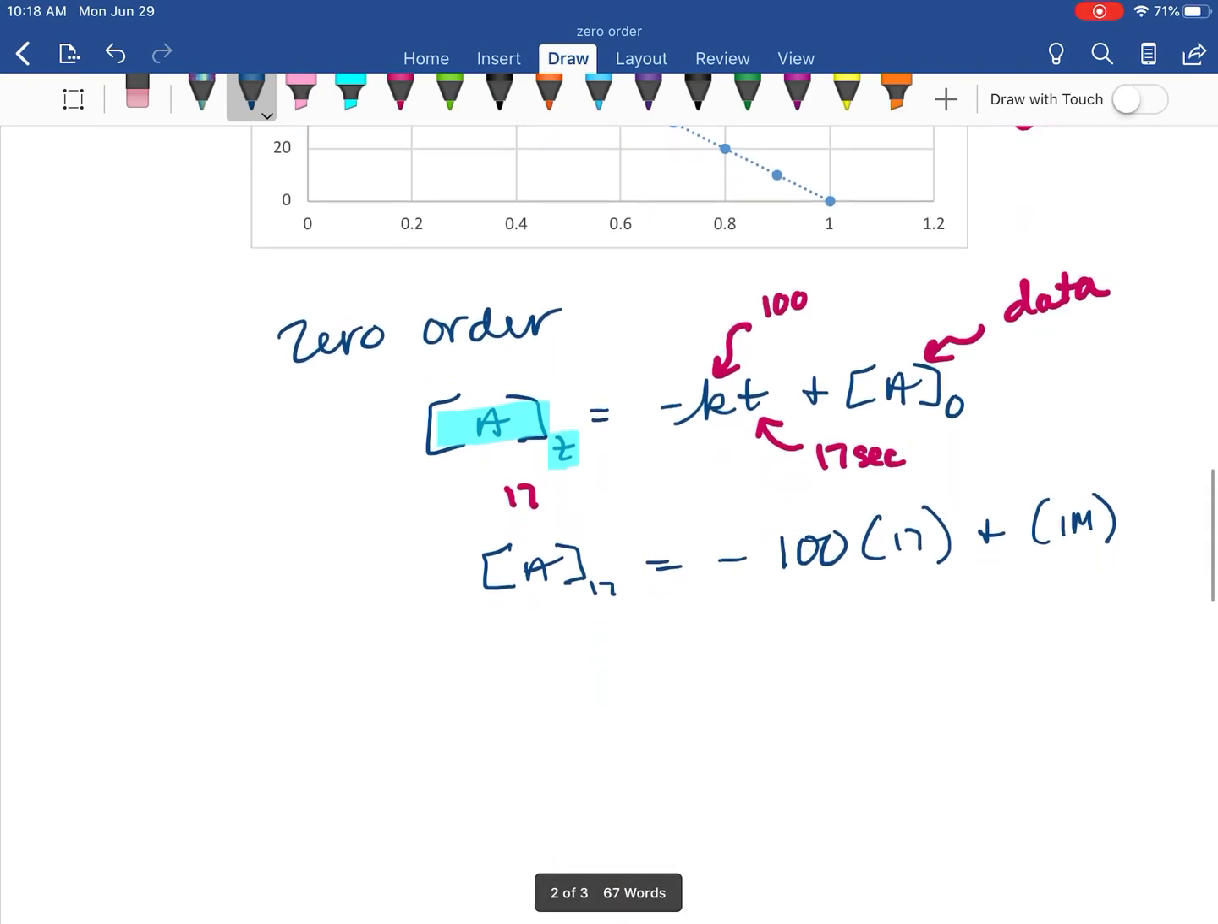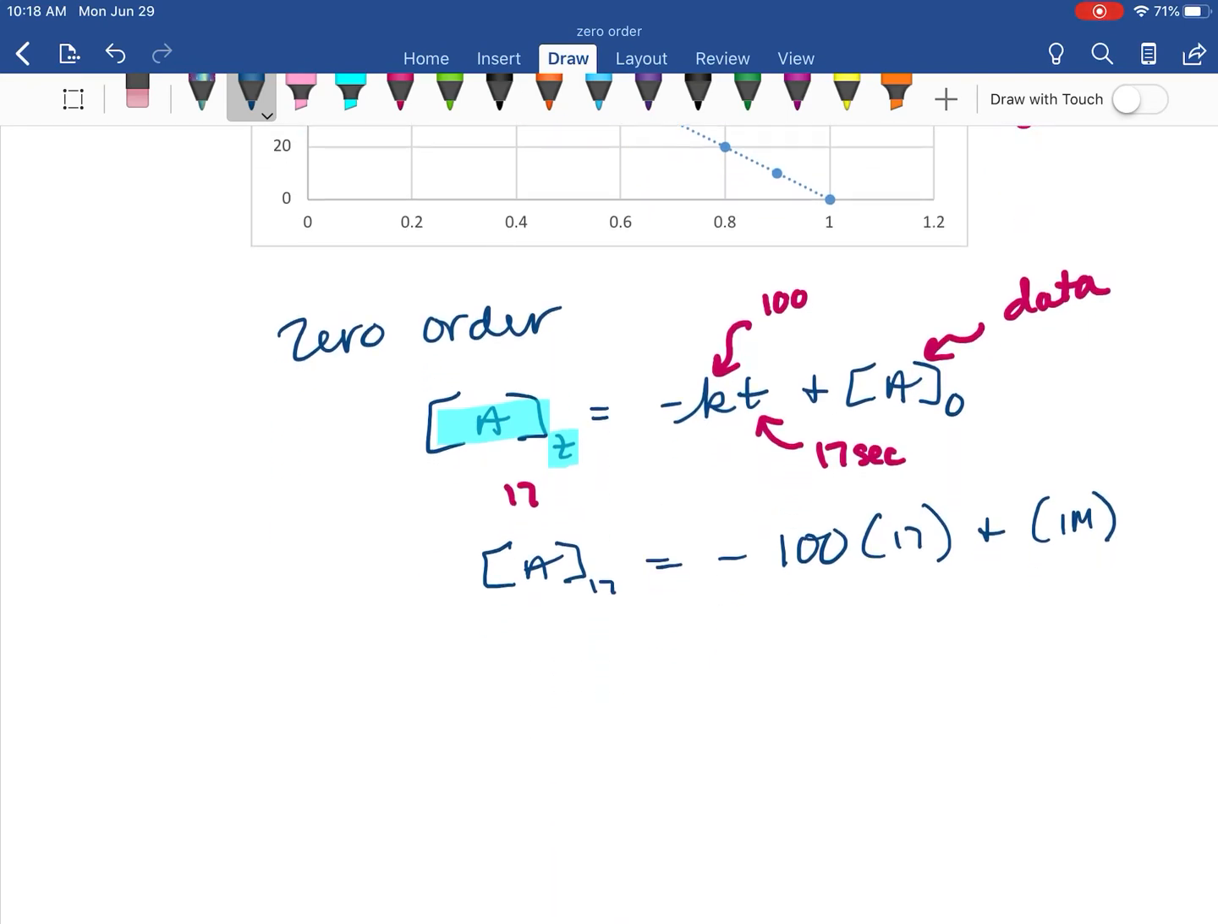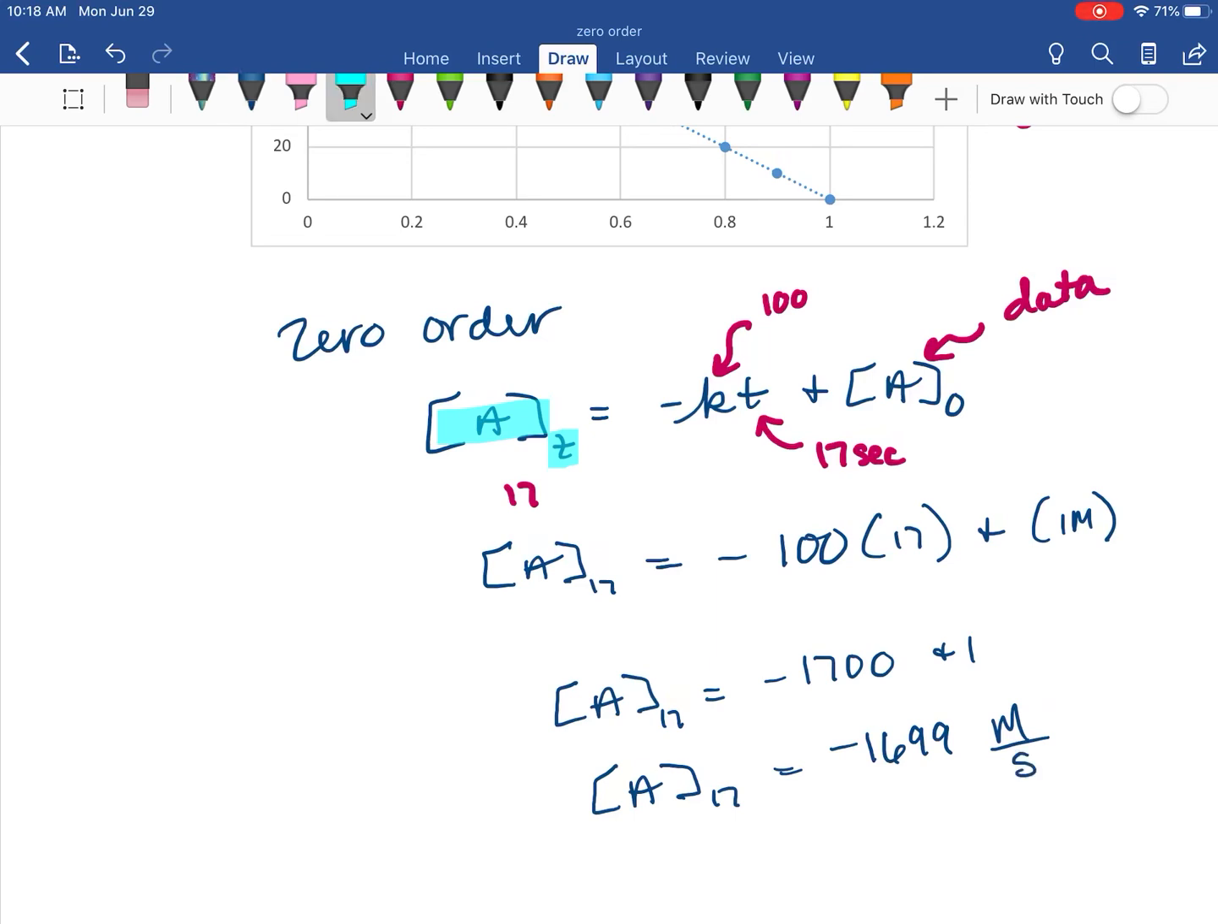I love it. So if you plug this in on your calculator, holy cow, what are we getting? Concentration of A, 1700 plus 1, essentially. Awesome. So are we done? I love it. And what would our units be? What were our units? They were molarity over time. Okay. Are we done here though? No. Here's our cliffhanger from the last video.